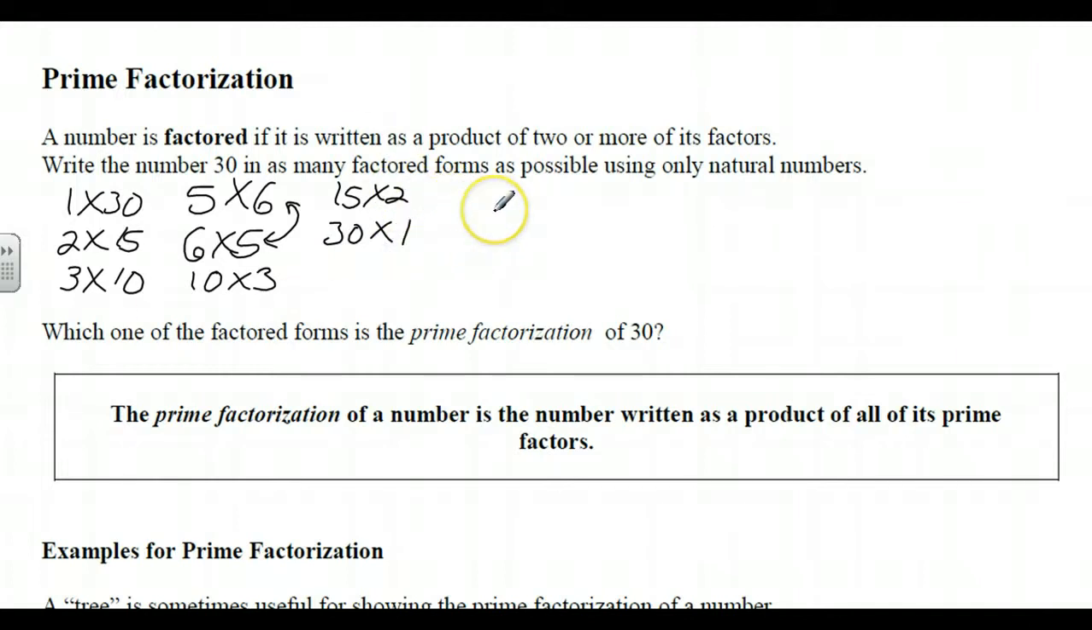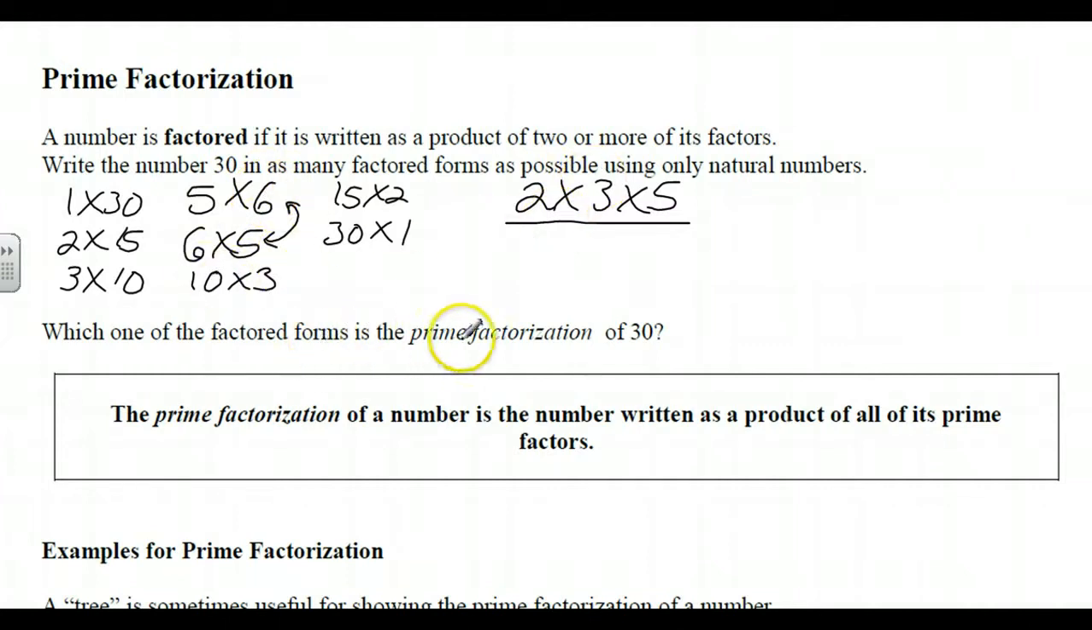Can we do anything new? Well, we could say, hey, 2 and 15. 15 is 3 times 5, so we could write 2 times 3 times 5. 3 times 10, but 10 is 2 times 5, so we can write 3 times 2 times 5. All right, we're not going to do all possible orders of this. We'll just say 2, 3, 5. 6 can be 2 times 3 again, and so on.